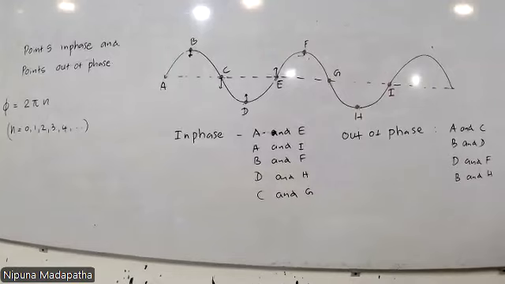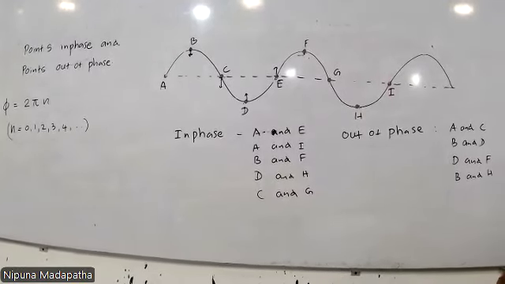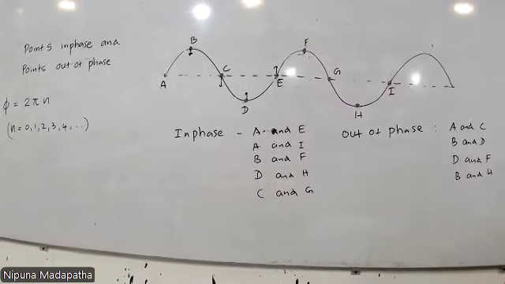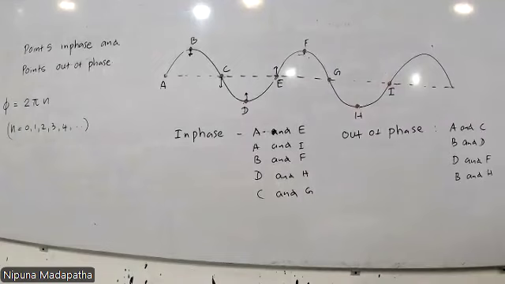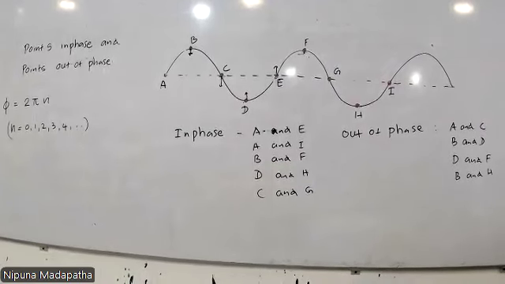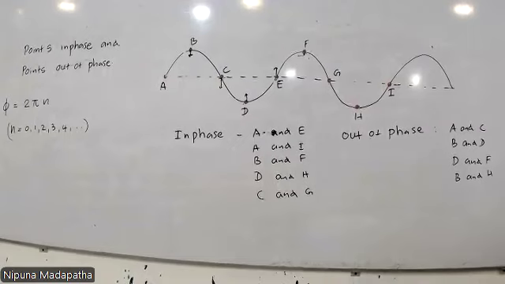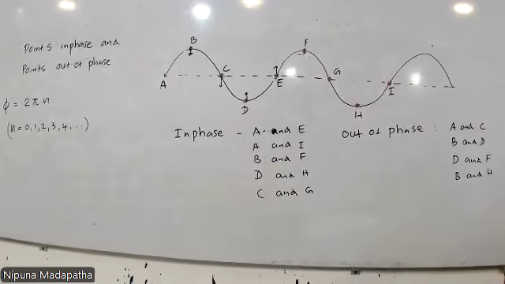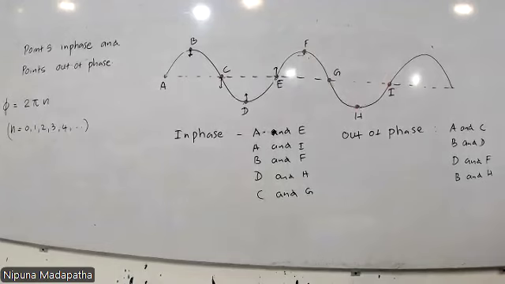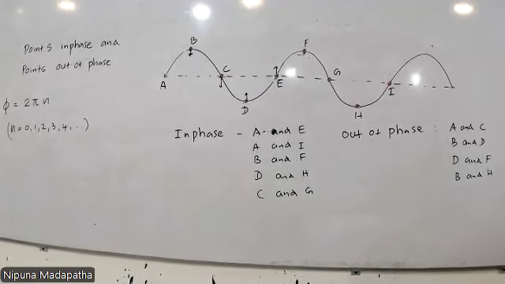Right, now out of phase points. Two points on a wave are out of phase if they are at opposite stages of vibration at the same instant.